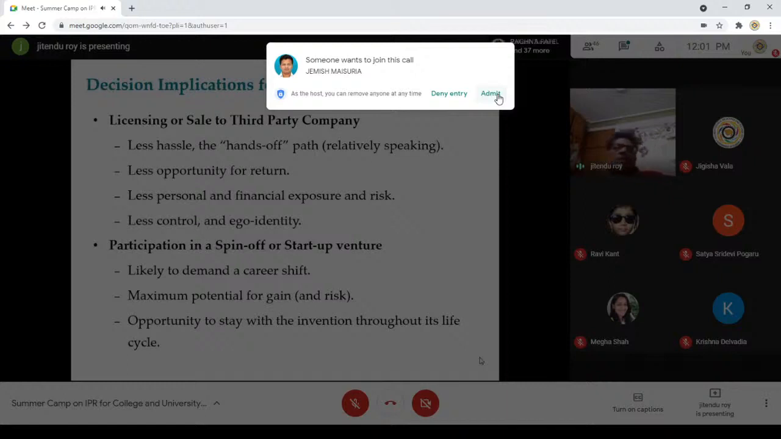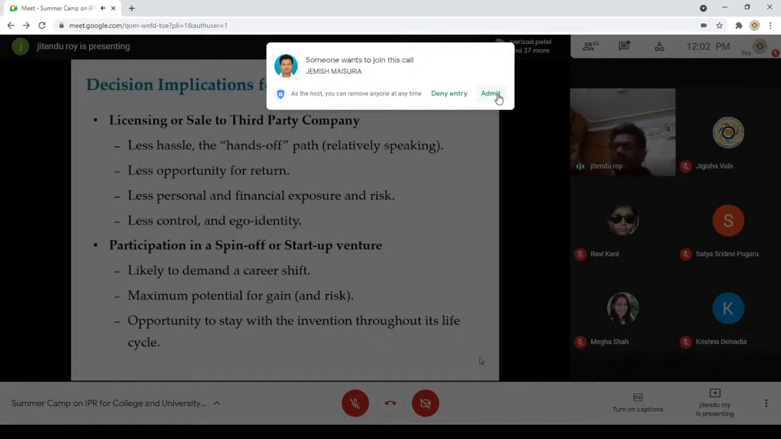Now you have to understand what the implications are for the inventor in taking decisions in the licensing process. The licensing or sale to a third party company, the big companies, involves fewer hassles. It's a hands-off path. मतलब हमने दे दिया, आप संभालो इसको और जब होगा हम ले लेंगे. So if a researcher doesn't want to get entangled in the commercialization process, this is the best one. But it also leaves you with less opportunity of return, which I mentioned earlier.